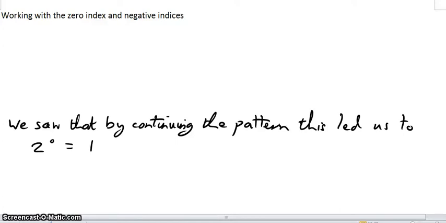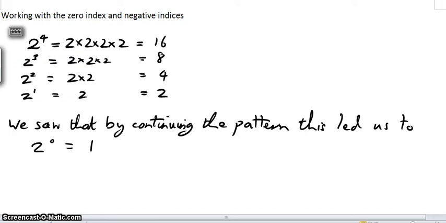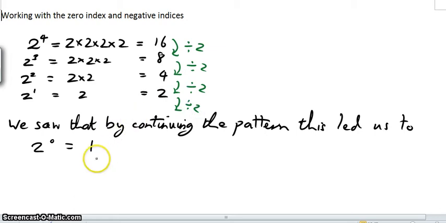Okay, so we're going to extend what we've done, and we saw this in class, of course, and we're going to take this into a zero index and negative indices as well. In class, what we saw was that we can logically see that to get from 16 to 8 we divide by 2, to get from 8 to 4 we divide by 2, from 4 to 2 divide by 2, and so on. So if we continue that pattern, the next one would be 2 divided by 2, which is 1. So we end up with this result here, that 2 to the 0 is 1.